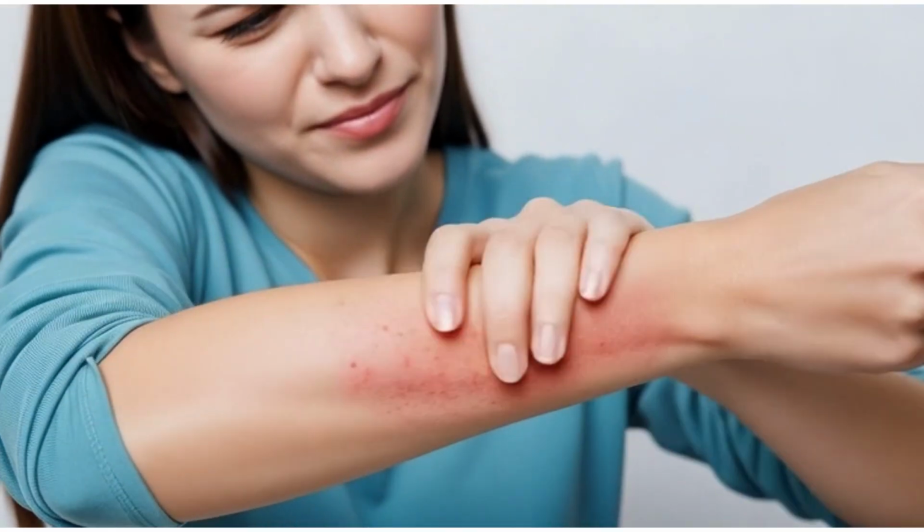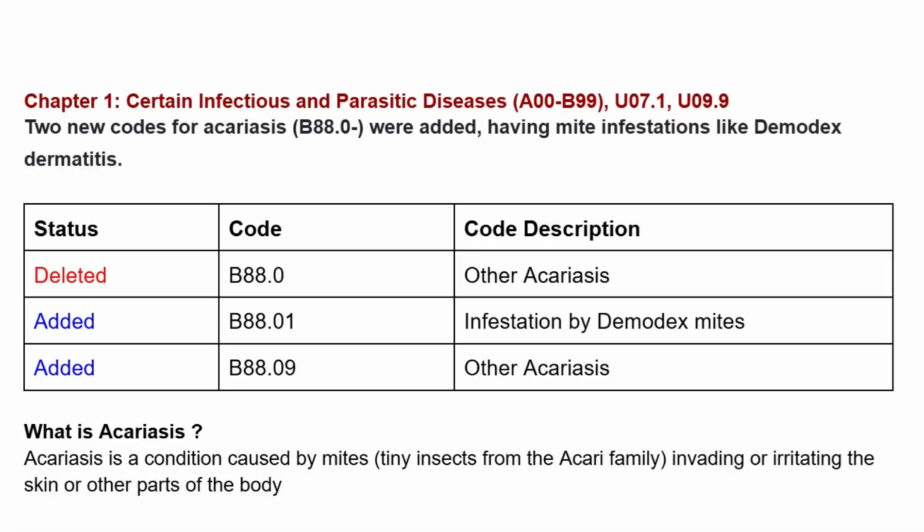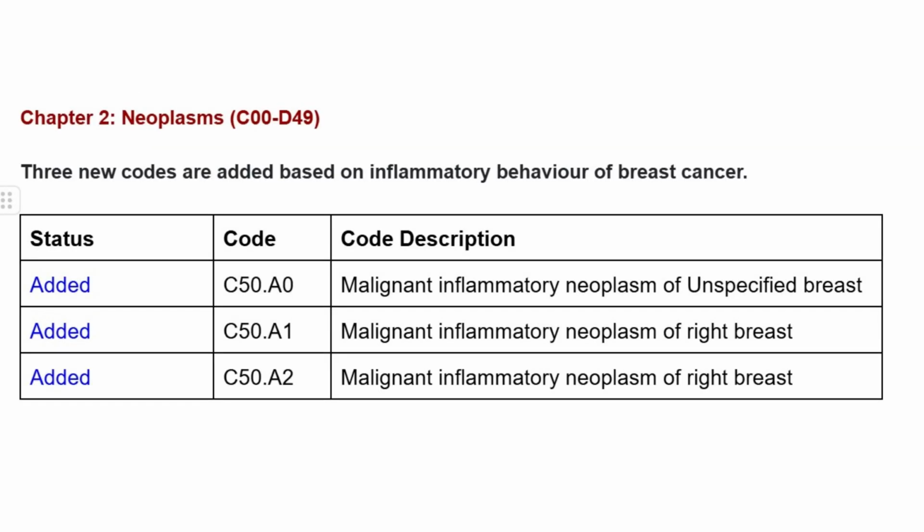Now, the new codes added are B88.01 Infestation by Demodex mites. B88.09 Other acariasis. Okay, guys, now let's move to Chapter 2.